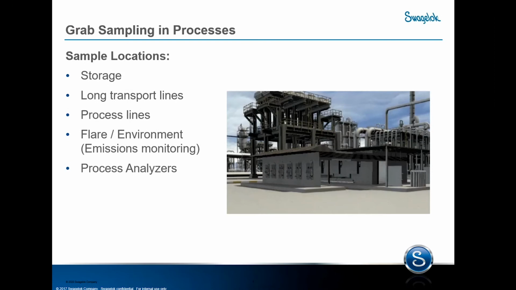So there are lots of places within a facility where a sample may need to be taken. Certainly at the storage facilities, such as the tank farm, the storage tanks, both the incoming and outgoing products are sampled. You can also find grab sampling on long transport lines between units and process lines at various points within units. Environmental concerns are also a big driver. We just mentioned the flare for monitoring emissions, but in some cases, the ambient air might also be sampled to detect leakage and for health and safety reasons. And then finally, we already discussed how online analyzer installations will likely include one or multiple grab sampling points.